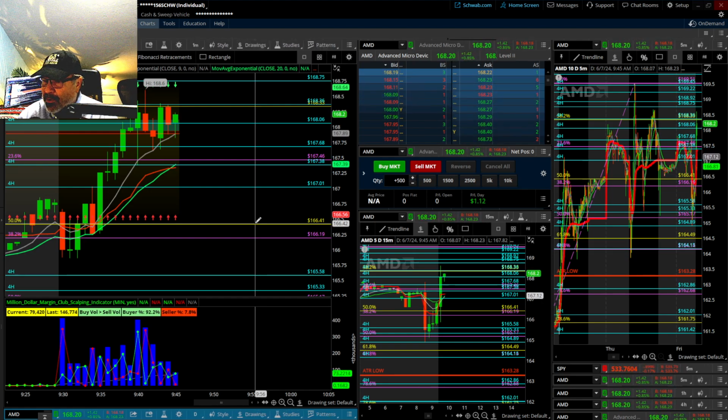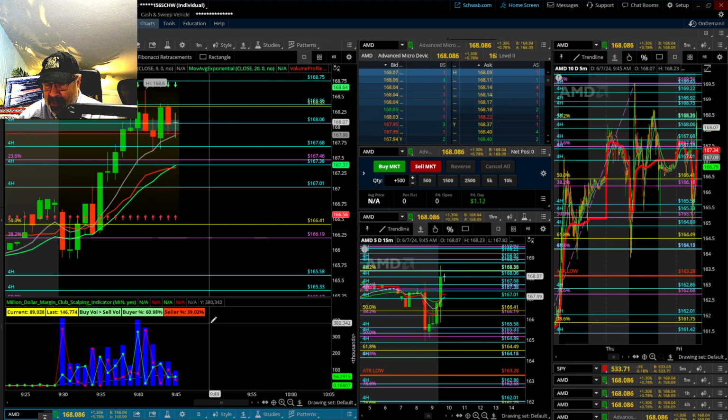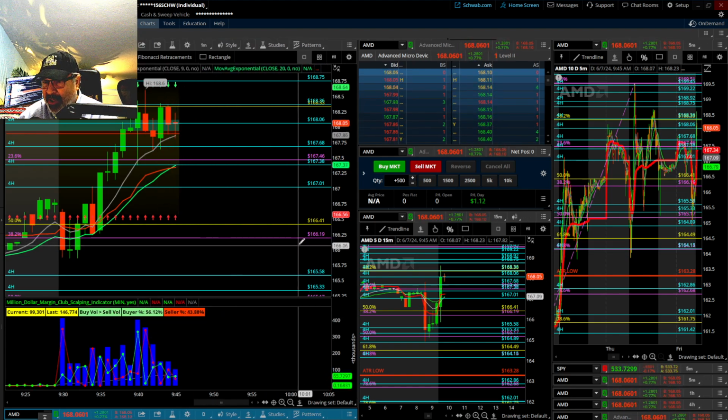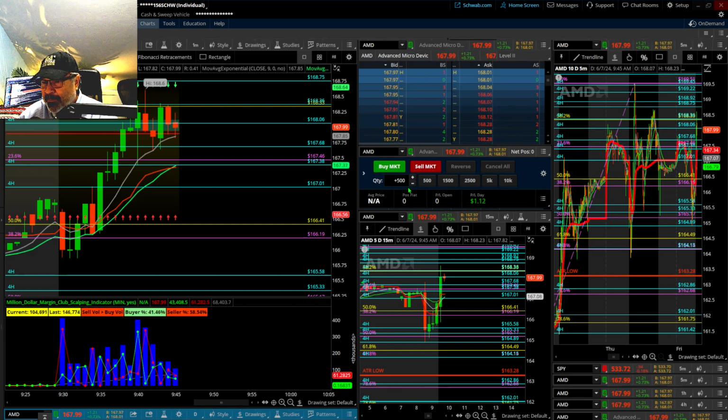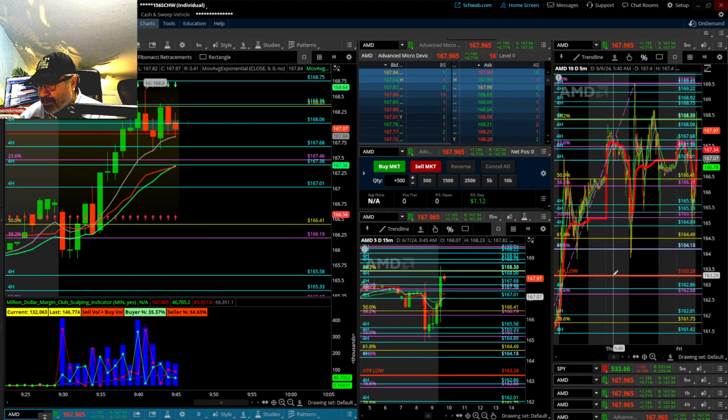So let me go over this layout. I'll tell you as a whole first, and then I'll go into more detail. So this is a 1-minute chart. This is a scalping indicator. Minimized down here is a daily chart. This is the level 2. This is the active trader. This is a 15-minute chart. This is a 5-minute chart. I know these are all a big mess, but you'll see why in a second.